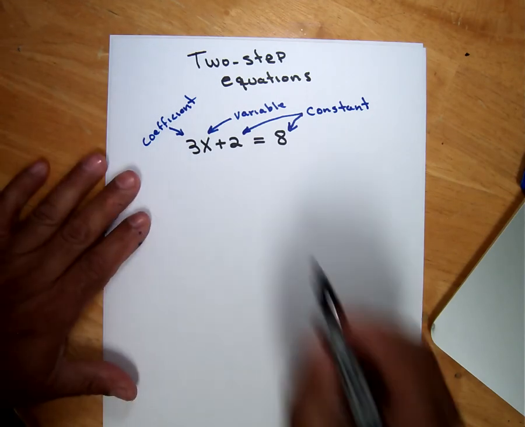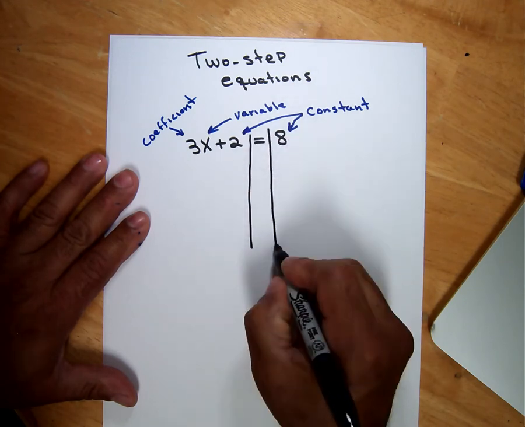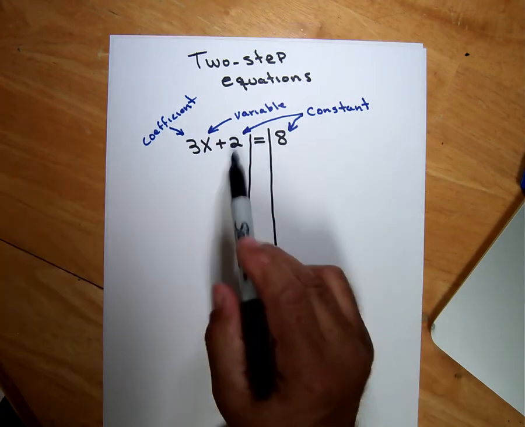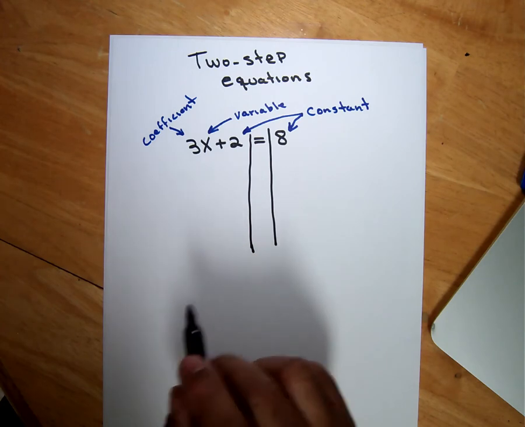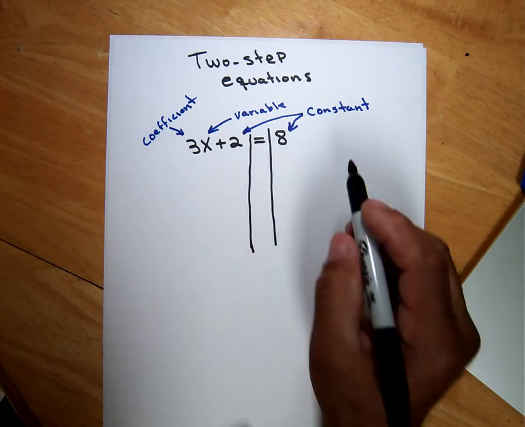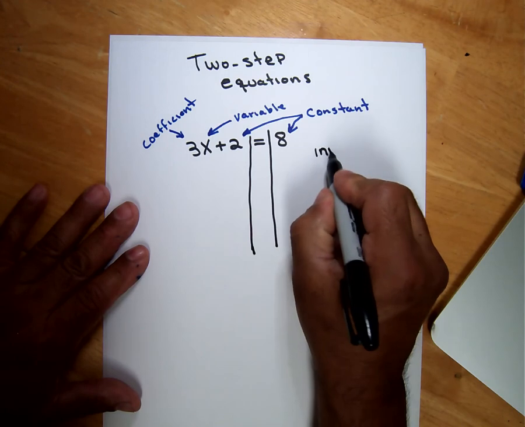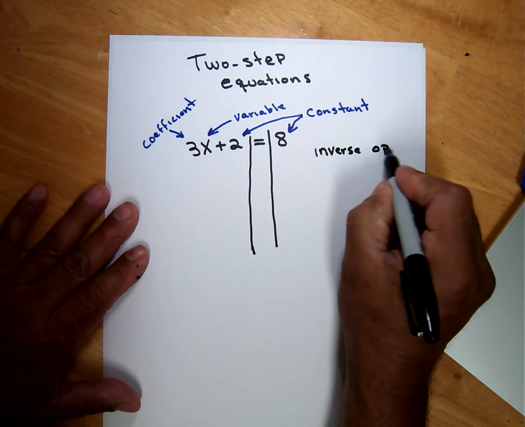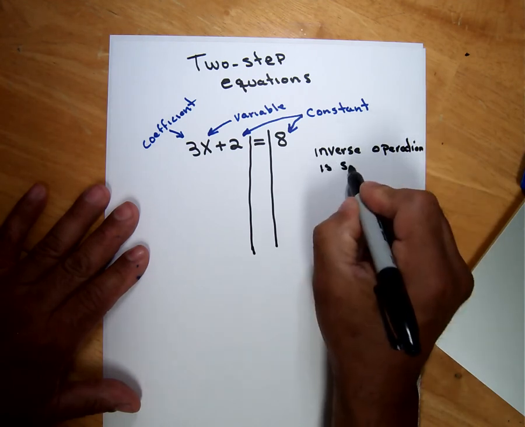So the first thing I'm going to do is draw my railroad tracks to separate the left side from the right side. And I know that I am adding 2 to my variable. So the inverse operation of addition is subtraction. Inverse operation is subtraction.